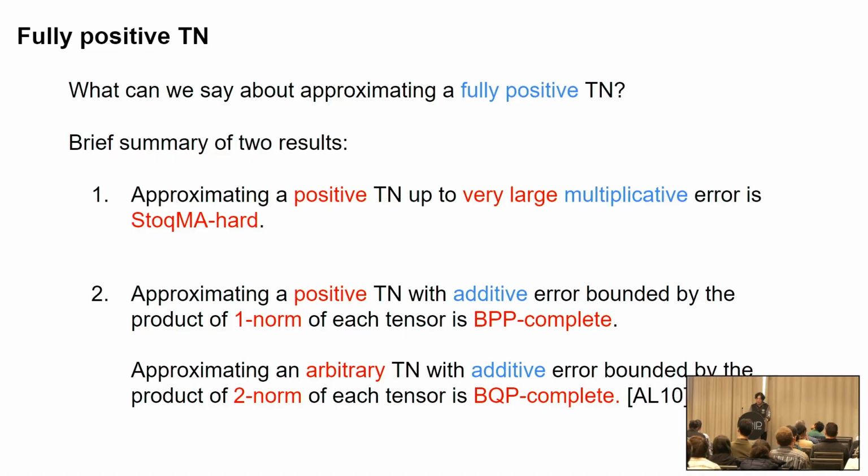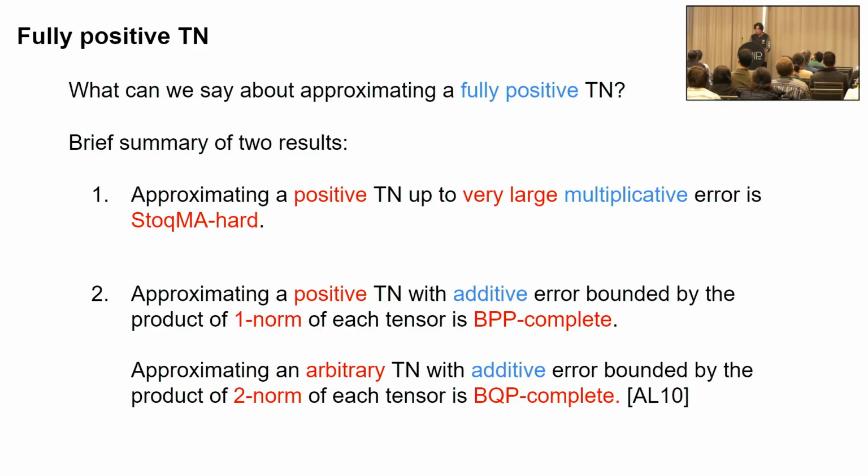The second result is that we show that contracting a positive tensor network up to a certain additive error is BPP-complete. In particular, the error is the product of the one-norm of each tensor, given the tensors viewed as matrices. This should be compared with the earlier result by Arad and Landau, where for an arbitrary tensor network with error being the product of two-norms instead, it is BQP-complete. The one-norm and two-norm difference come from embedding tensors in a stochastic matrix versus in a unitary matrix.